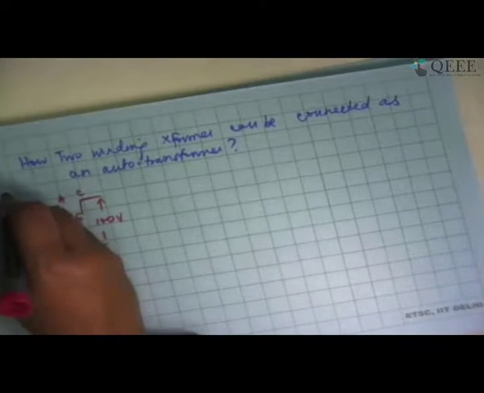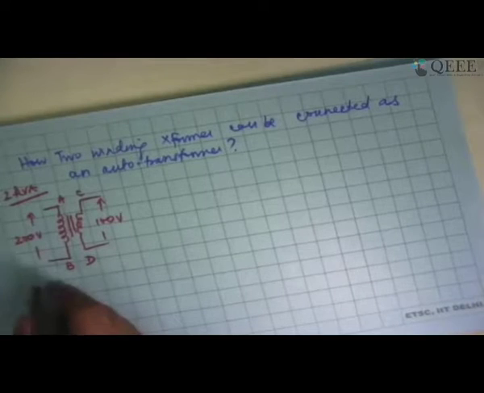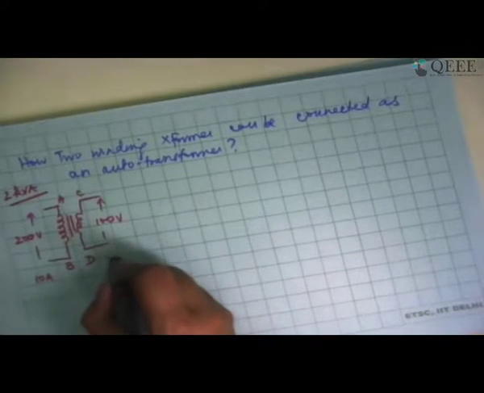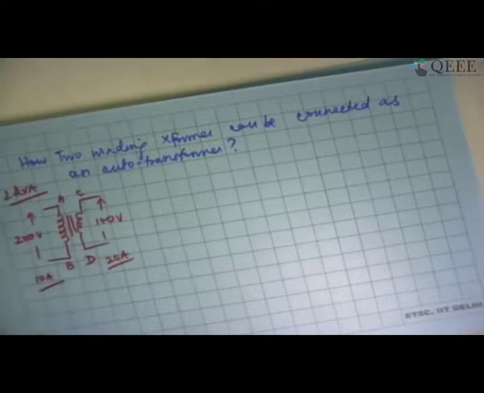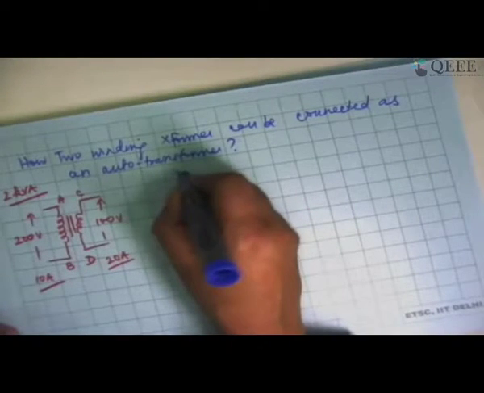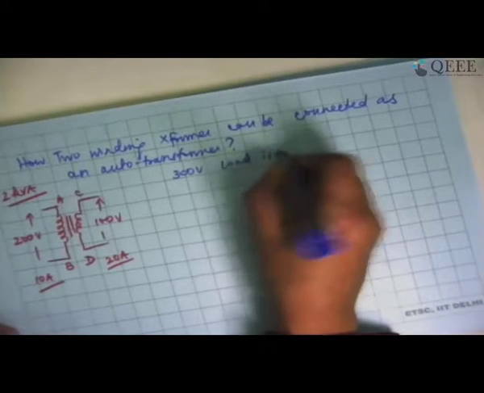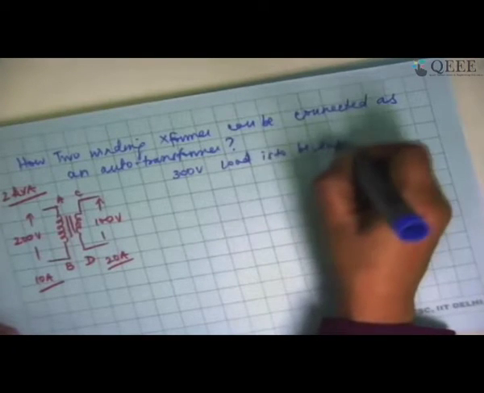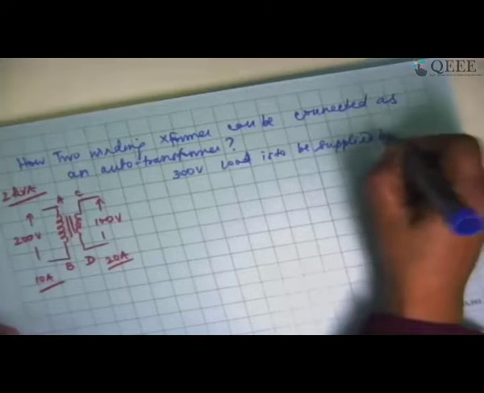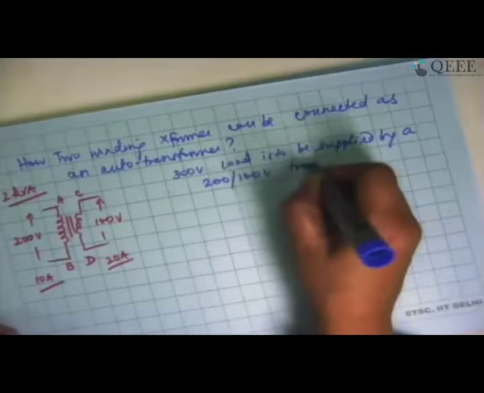Let me call this a 2 kVA transformer. Which means I'm going to have 10 amperes of current here and 20 amperes of current here. This is how it is going to be. I want to now connect it as an auto transformer so that a 300 volt load is to be supplied by a 200/100 volts transformer.